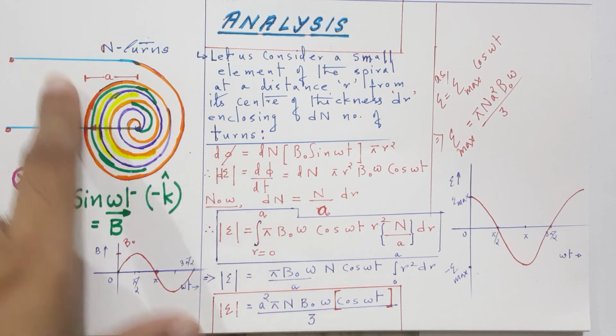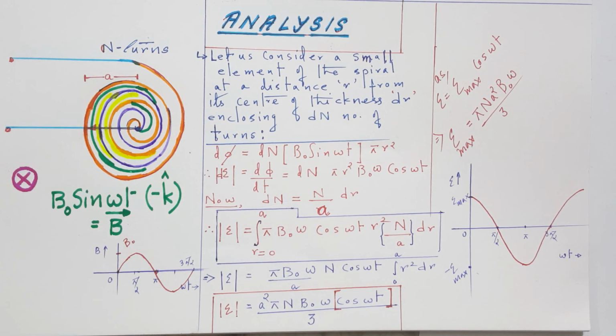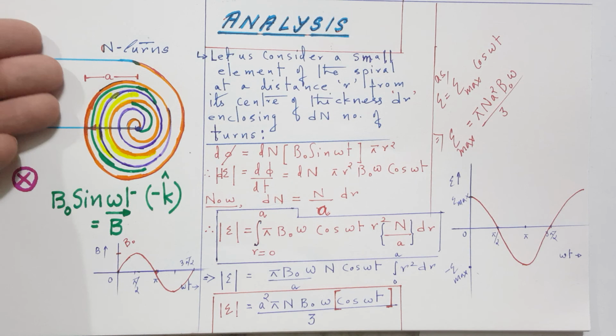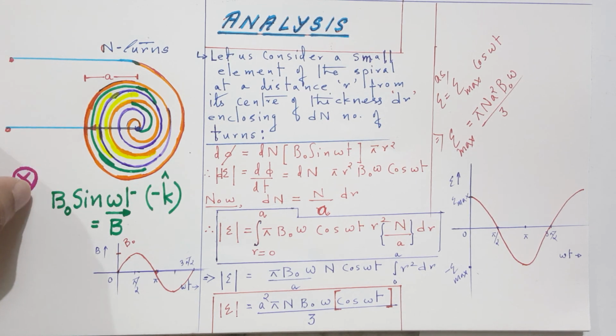So this particular structure is a spiral plane, or a plane spiral, you can say. It is a spiral, meaning several loops which are going one over the another, one over the another. And our goal was to find out the EMF which is induced when this particular plane spiral is placed in this time varying magnetic field.